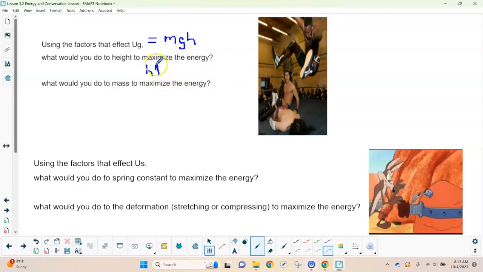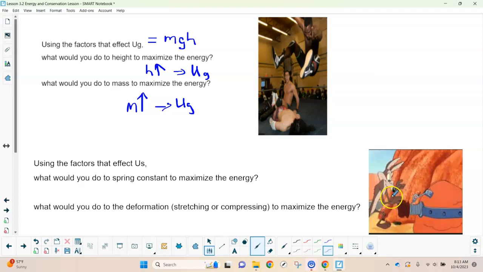So as you increase h, you're going to increase the amount of mechanical energy in the form of gravitational potential energy. Another one, what did you do to the mass? So again, if you had a light object versus a heavy object, the more massive object is going to be able to cause more change and movement in that matter. So that's one thing.